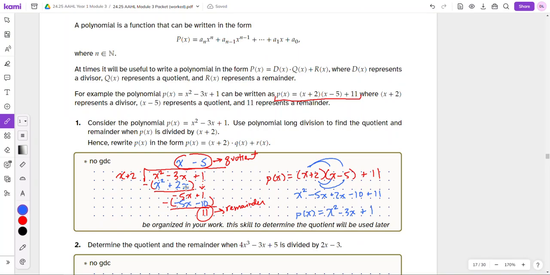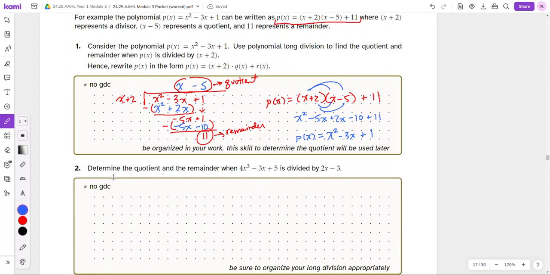So this long division, I set up in the regular form of my division algorithm. I have my divisor on the outside. I end up with my quotient at the top, and I end up with the remainder down here at the bottom. Be organized in your work. This skill to determine the quotient will be used later when we discuss rational functions and when we discuss slant asymptotes. So important skill to recall for the future.